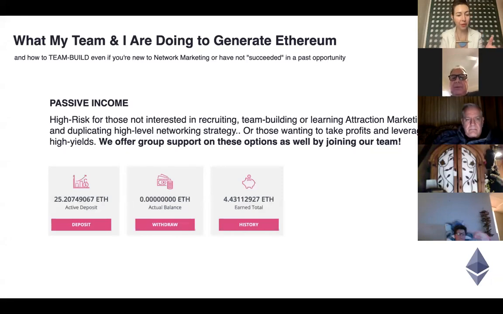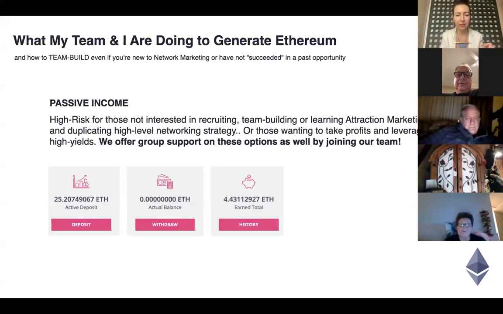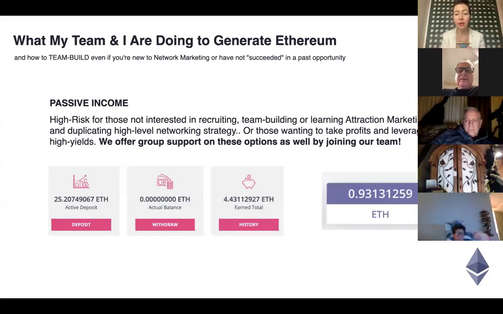This is just an example. This is one of Mike's accounts here. He has 25 Ethereum, and you can see the history on the right. It says 4.43112927 ETH. That's how much he's earned. I think it was just a handful of days, maybe 4 or 5 days. So with a 25 ETH deposit, he's generated over 4 ETH. That's the passive option, where he's putting in Ethereum and generating Ethereum, a percentage daily.